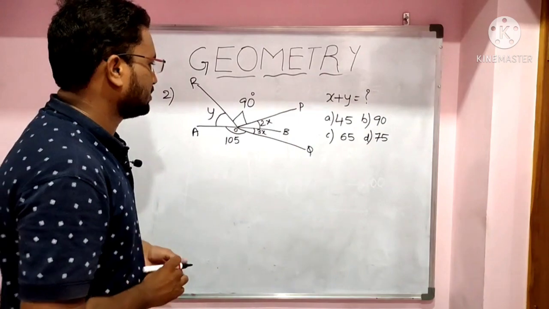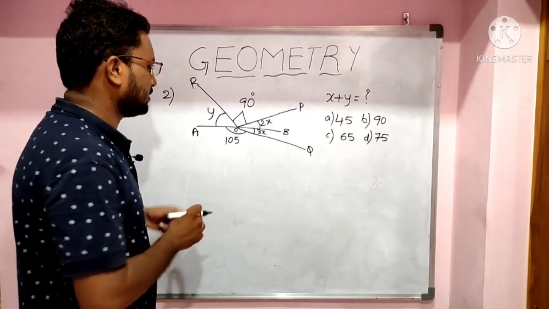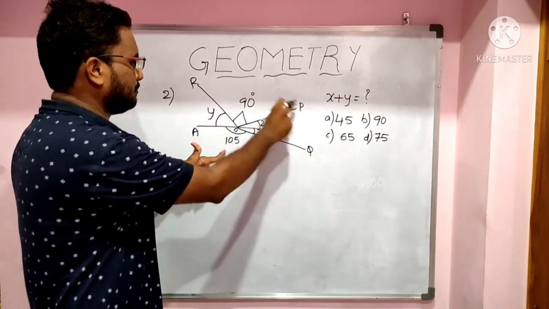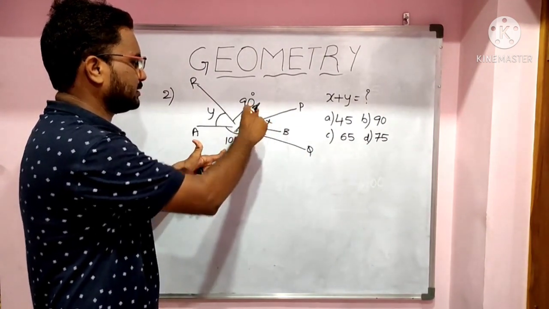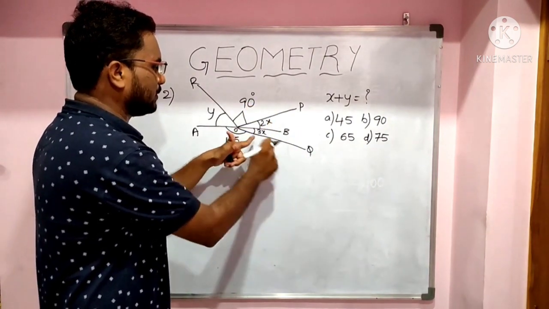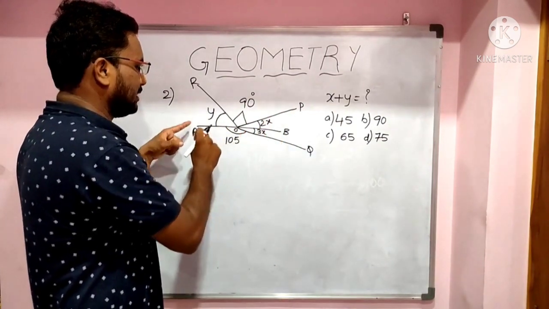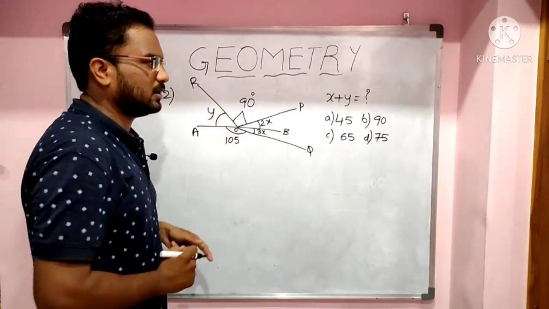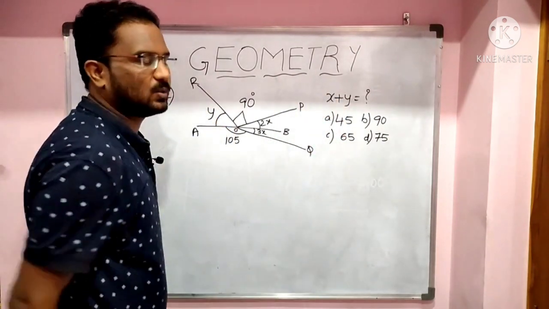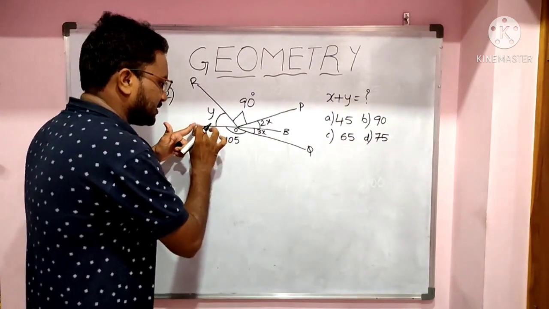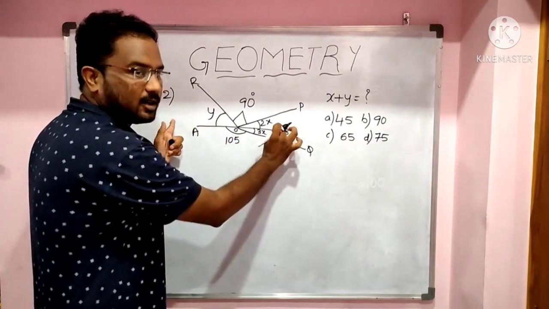Here he is given angle AOQ equal to 105 and angle POR equal to 90 degrees, angle BOQ equal to 3x, angle POB equal to 2x and angle AOR equal to y. We need to find x plus y. How can we find x plus y? First of all, AB is a straight line.